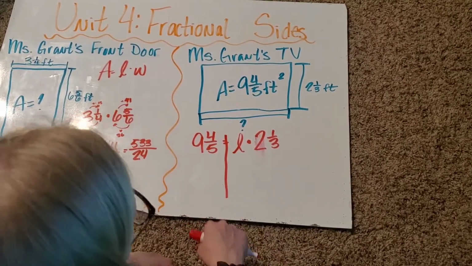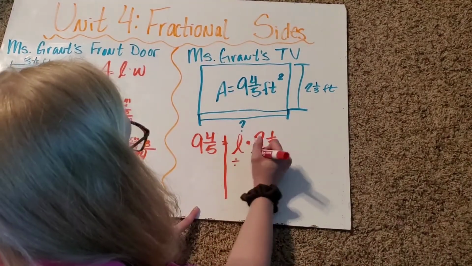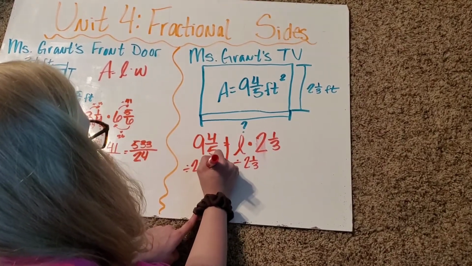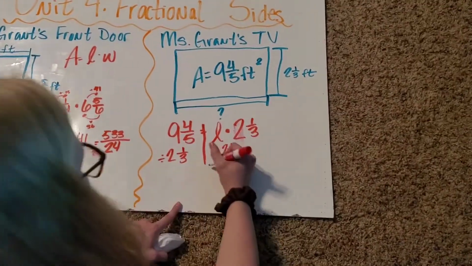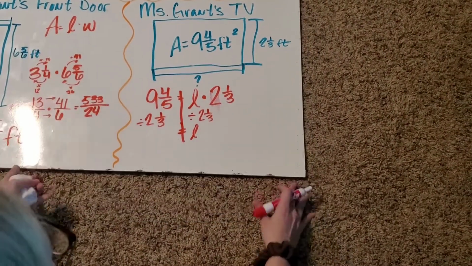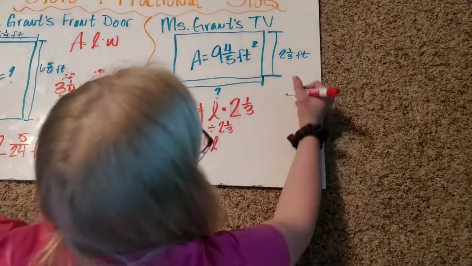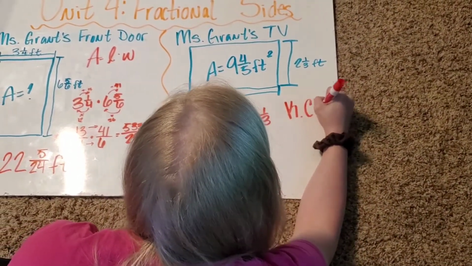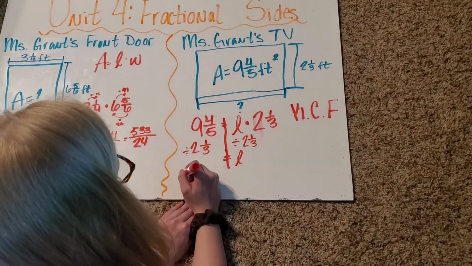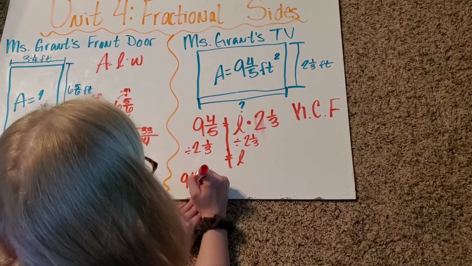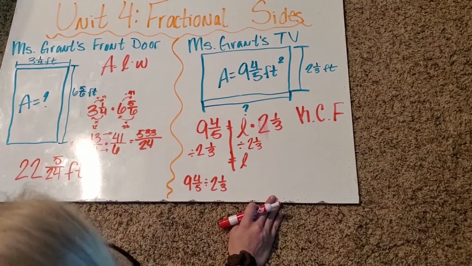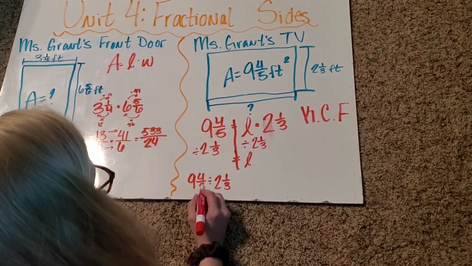So the opposite of multiplication is division. So we need to divide both sides by 2 1/3. Okay. That will then give us what L equals. But now we actually have to do the math. Remember, when you are dividing fractions, keep the first number, change division into multiplication, and flip your second fraction. So we have 9 4/5 divided by 2 1/3. Just like over here, we have to turn these into improper fractions.